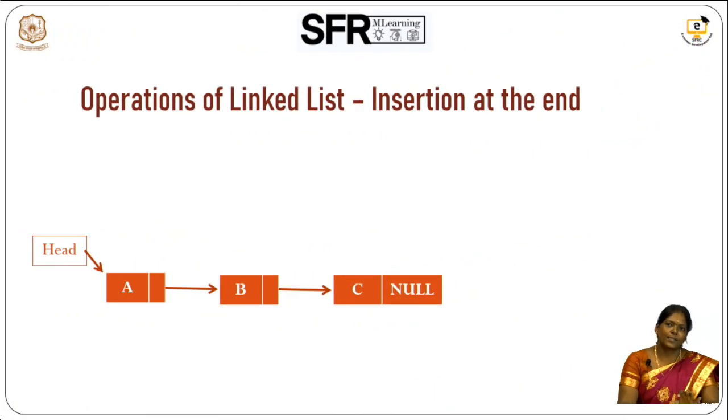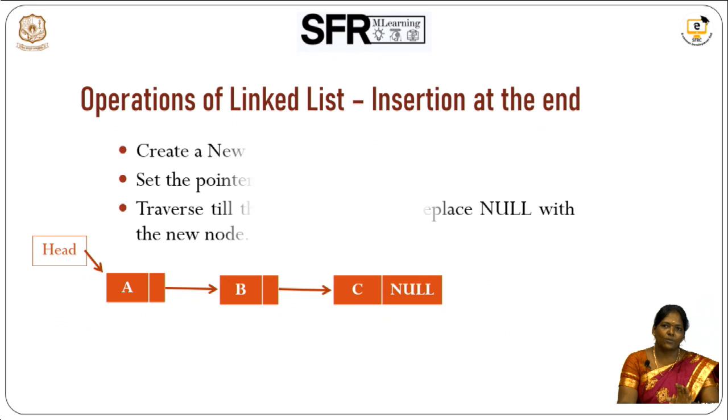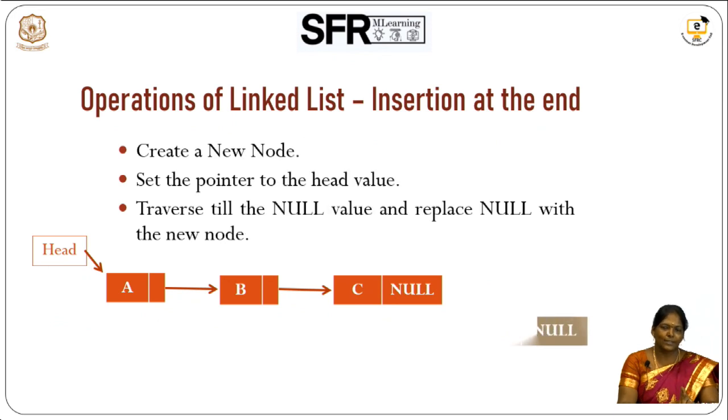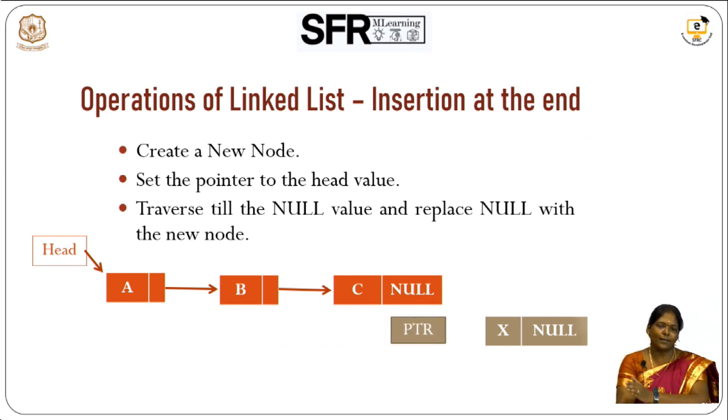Likewise, for inserting at the end, again we create a new node, and then we initialize the pointer, and the pointer should traverse till the null value, that is, it has to move to the end. C is pointing to null, but now C should point to the new node x, and x's reference should be null, that is all. So we have inserted the new node at the end.